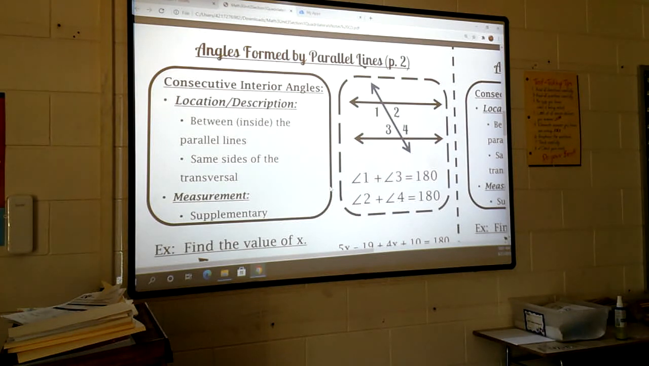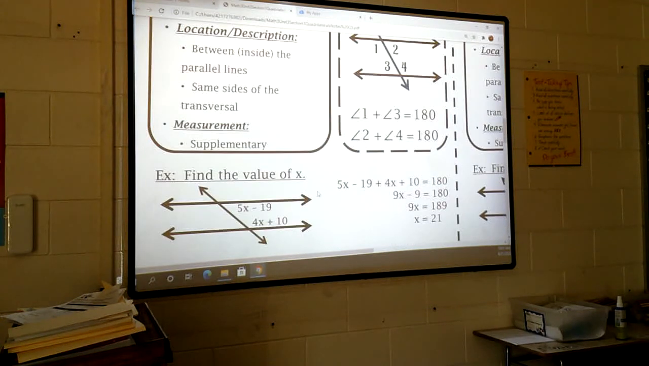So complementary means they add up to 90. We don't have that here. We have supplementary, which means they add up to 180. So again, when they ask multiple choice questions, that could be something to get to. So notice what you would do here.